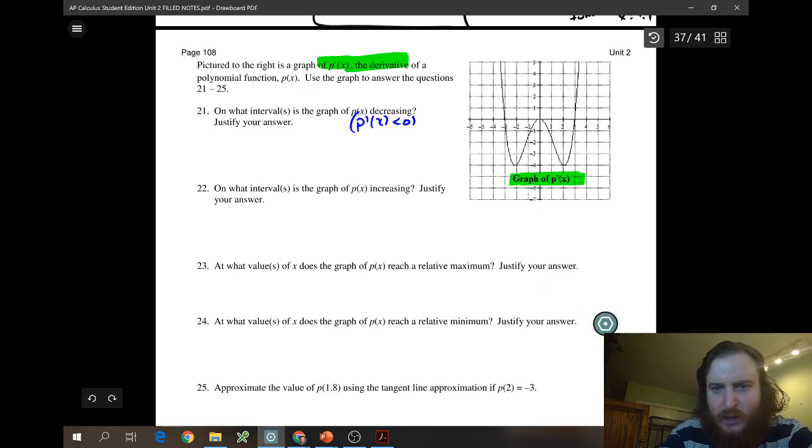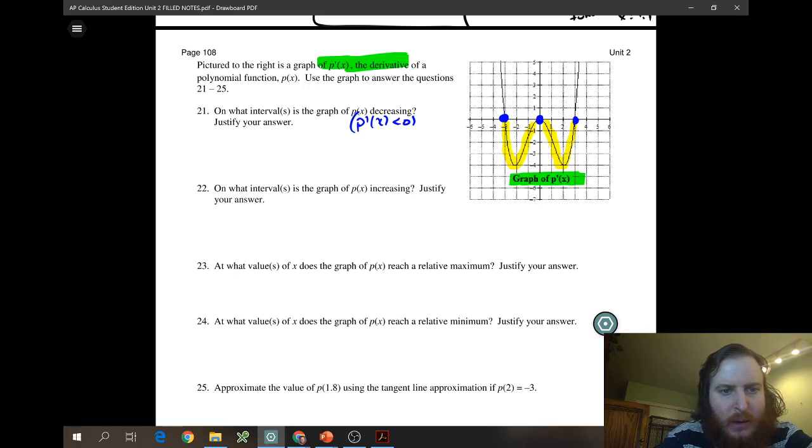Our graph is less than 0 from negative 3 to 0 and from 0 to 3. And what I like to do, before I do anything, is draw in my zeros, my critical points. So I have critical points at negative 3, 0, and 3. That's going to help me out.